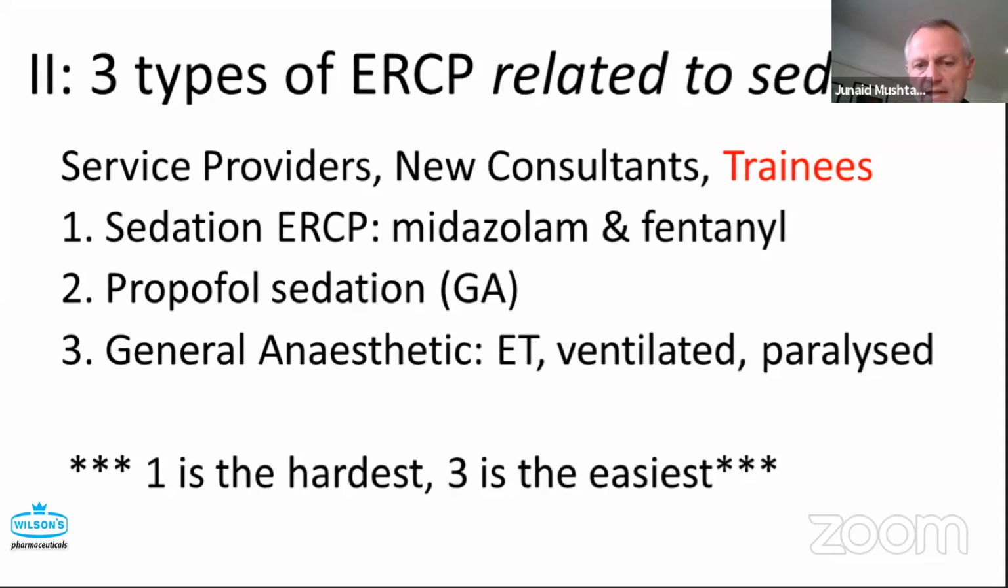So for a true GA, it means an endotracheal tube, they're ventilated, and they're given intravenous muscle relaxant, so they're paralyzed. For me, I think that the first type of ERCP is by far the hardest. The third is the easiest. Why? Because in the third, the patient is tubed, ventilated, paralyzed. The duodenum moves very, very little. And this is the group of patients which our trainees will benefit from in the very early stages of their career in terms of training and in terms of getting the basics right.